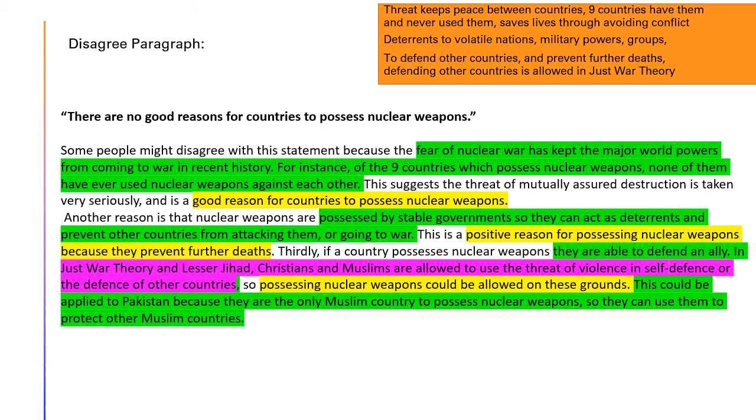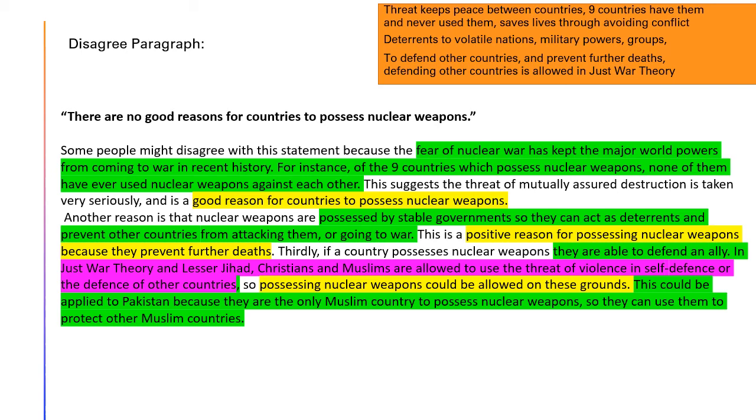This could be applied to Pakistan because they are the only Muslim country to possess nuclear weapons, so they can use them to protect other Muslim countries. So, nice real-life example there linked into our points. Again, of course, you could expand on those points. Of course, you could write more, but we are thinking about what we are able to write in exam time conditions. And that is absolutely fine to write that amount.